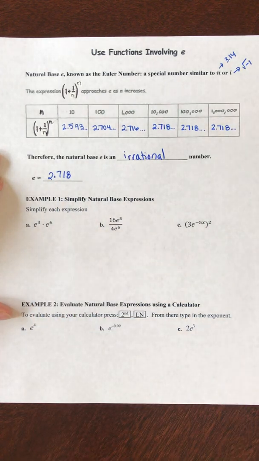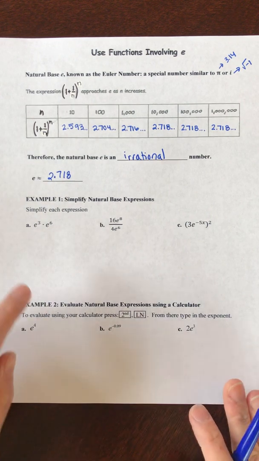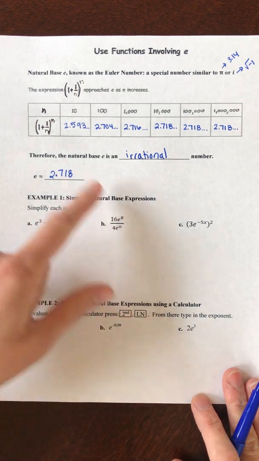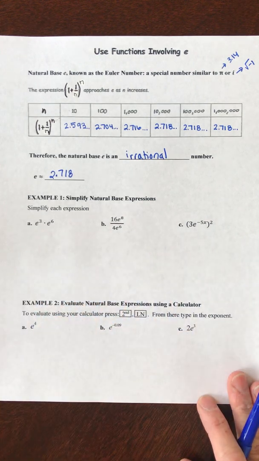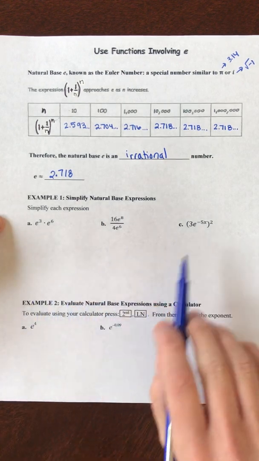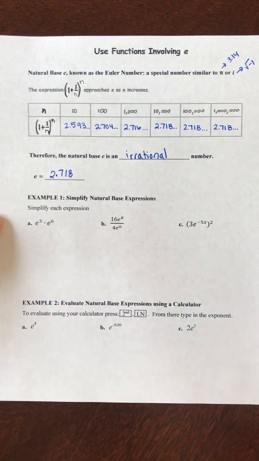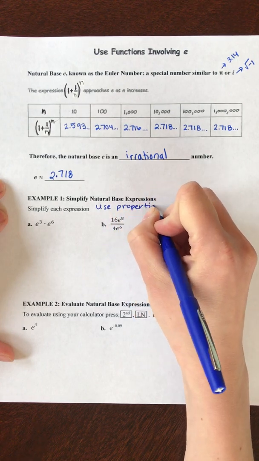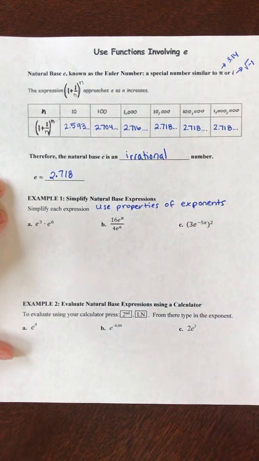Okay, so a couple of things that we use e for. We are in our exponents unit, all right? So if I'm going to simplify an expression using the natural base, and again, natural base is just e, I might ask you to simplify a couple of expressions that have e as its base. Well, what we're really doing in this first example with these three problems is we're just using our properties of exponents, just like we have before.